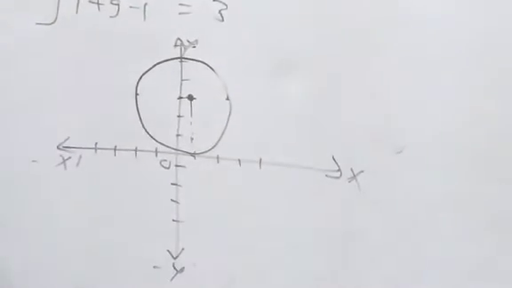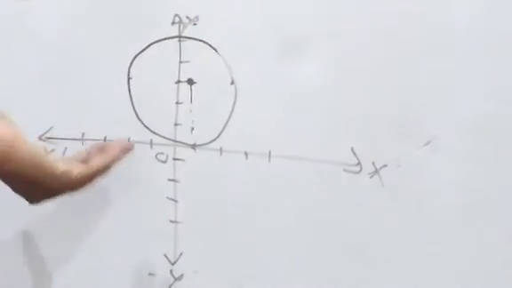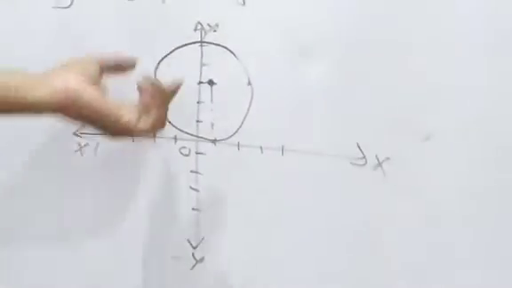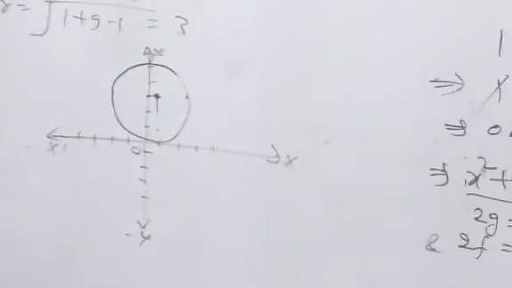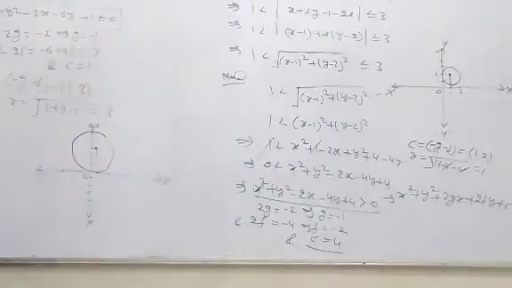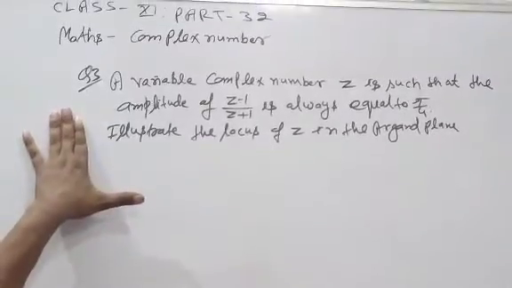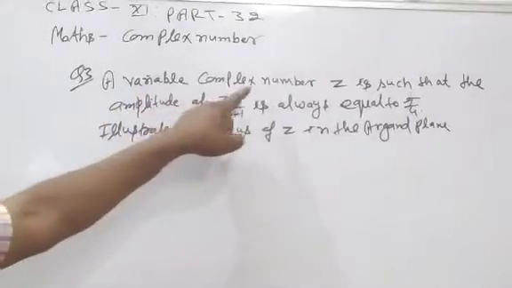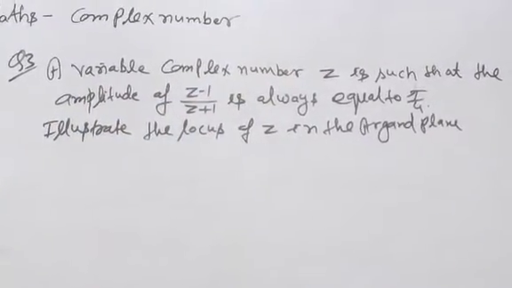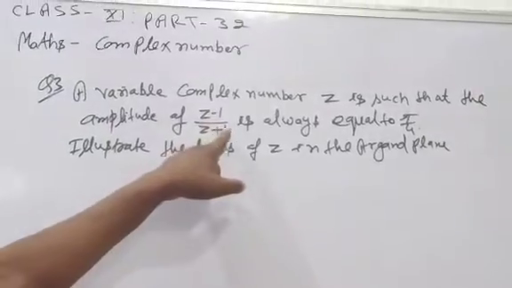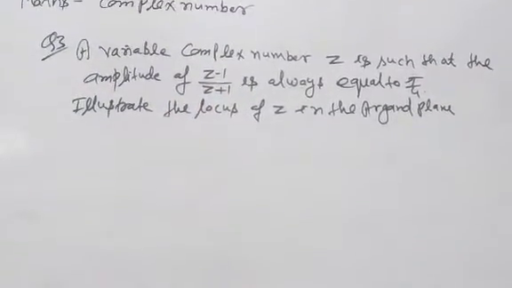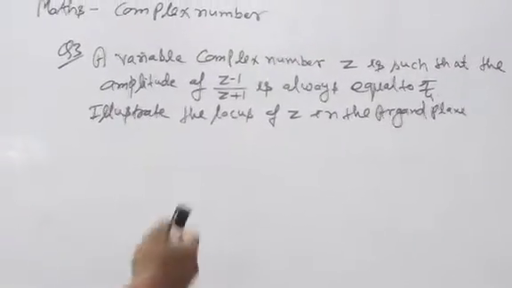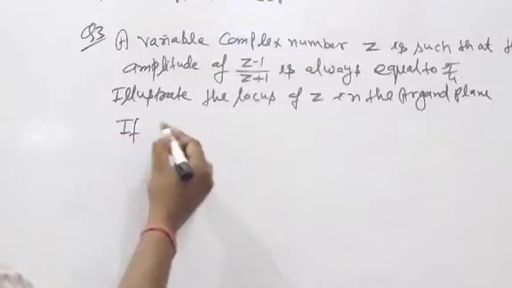Now this is the diagram. Then you can draw the diagram on the same plane, first one and second one. Clear? Understood? Very good. Now this is the last question. Question number 3: a variable complex number z is such that the amplitude of z minus 1 by z plus 1 is always equal to pi by 4, and we have to draw the diagram on the complex plane here. Then do you know about this one?